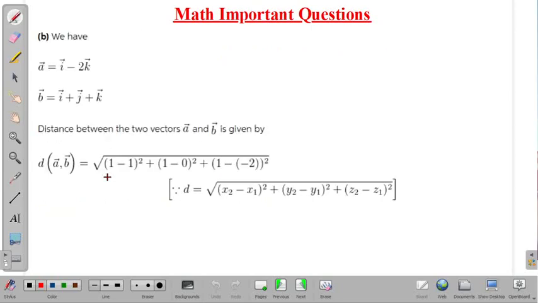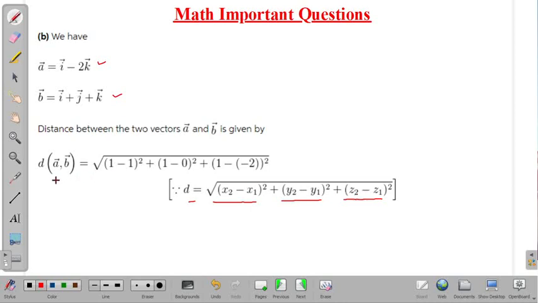In part B, we need to calculate the distance between the 2 points. Vector A is given as i cap minus 2k cap, and vector B is i cap plus j cap plus k cap. We know the distance between two points is given by d equal to under root x2 minus x1 whole square plus y2 minus y1 whole square plus z2 minus z1 whole square. Here x2, y2 and z2 are the x, y and z components of the second vector, and x1, y1, z1 are those of the first vector.